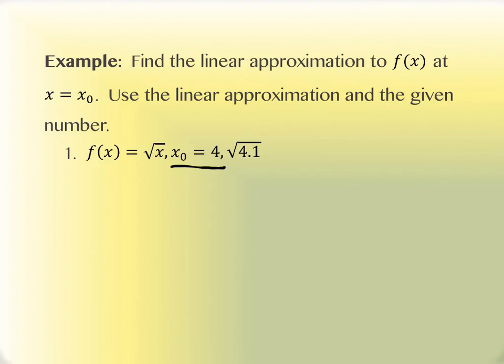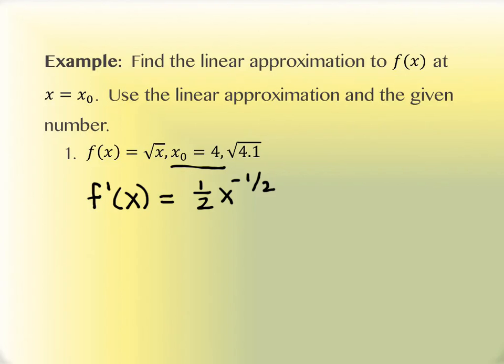All right, so the idea here is we're going to find the tangent line. So I need to find the derivative. So let's find f prime of x. What is the derivative of square root x? Good. 1/2 x to the negative 1/2.